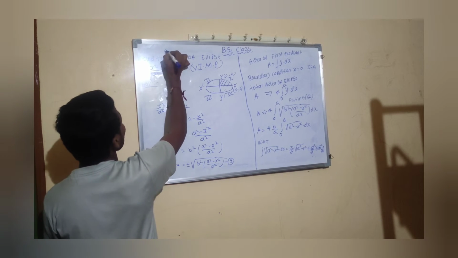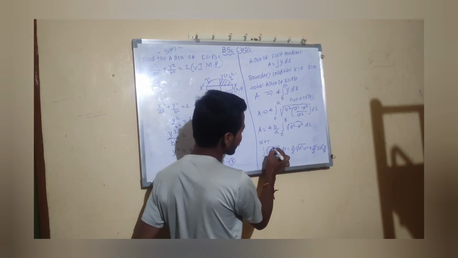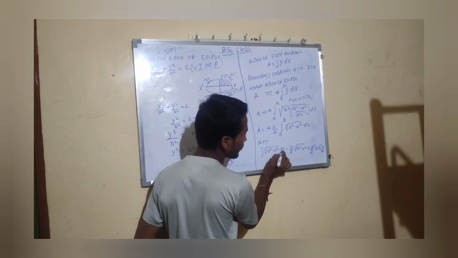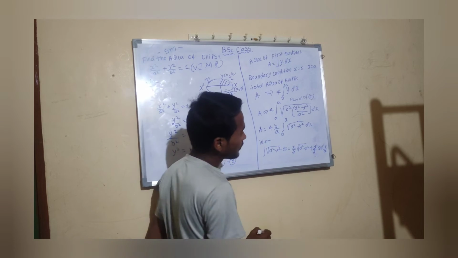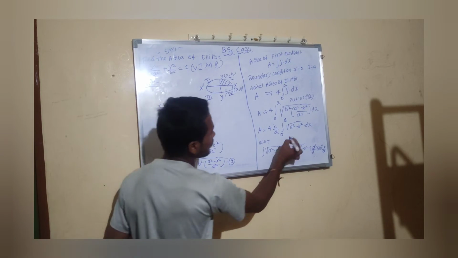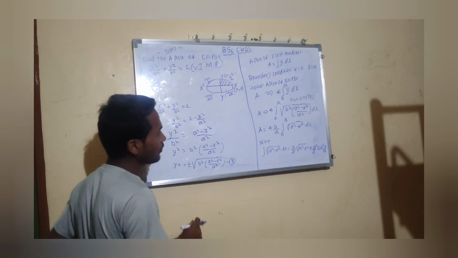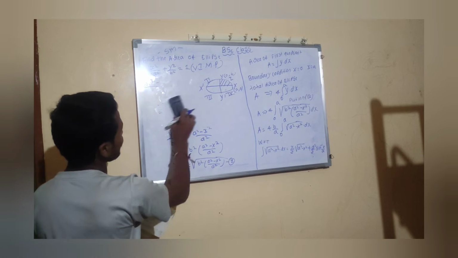This is a 5 marker. The integral of the square root of a square minus x square dx is x divided by 2 into the square root of a square minus x square, plus a square divided by 2 into sine inverse of x by a. This is a very important formula, so you have to put it in the equation.